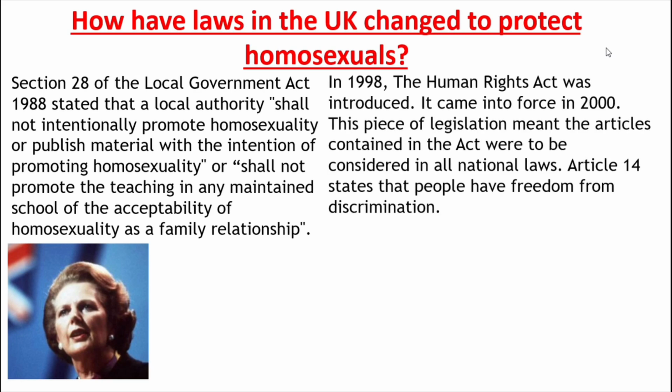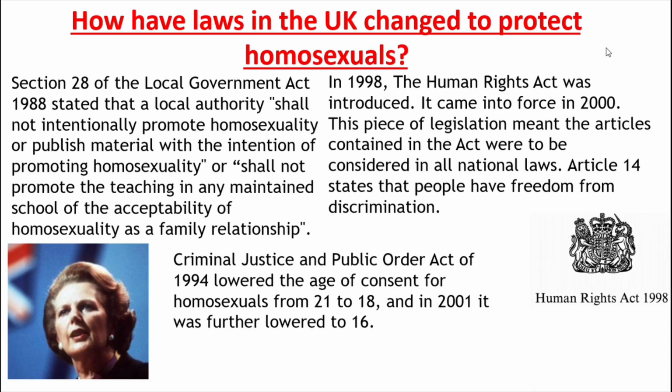However, in 1998, the Human Rights Act was introduced. It came into force in 2000. This piece of legislation meant that articles contained in the Act were to be considered in all national laws. What that means is that every law that would ever be made in the UK had to ensure that it incorporated the articles that existed in the Human Rights Act. Article 14 states that people have freedom from discrimination. Homophobia is a form of discrimination and laws needed to be reviewed to ensure that homophobia did not exist.